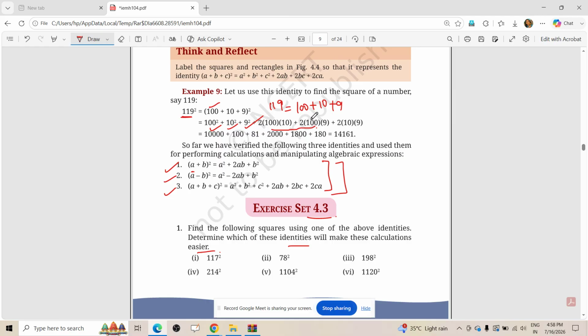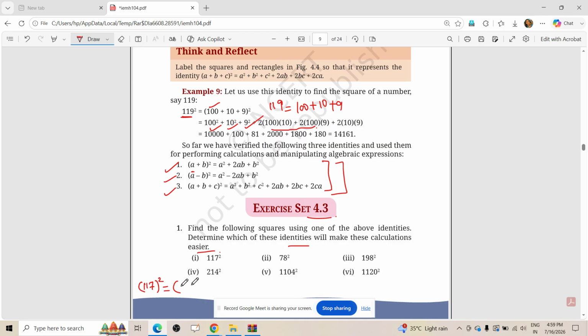So how will we solve 117 squared? Tell me. Just wait a minute. Just try to solve. Yes, very good. You have calculated it in your mind itself, right?